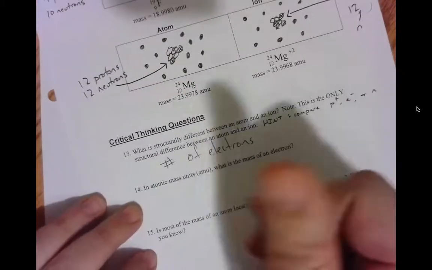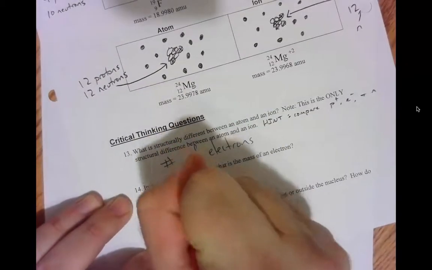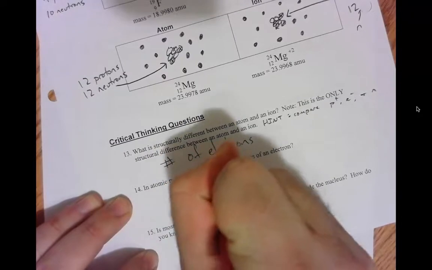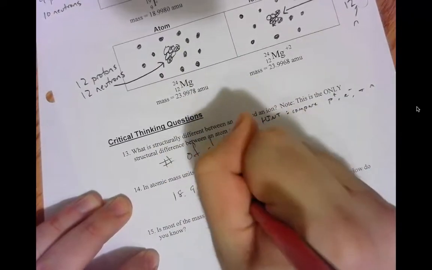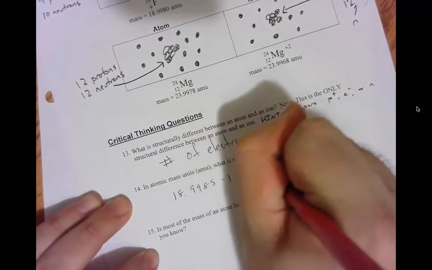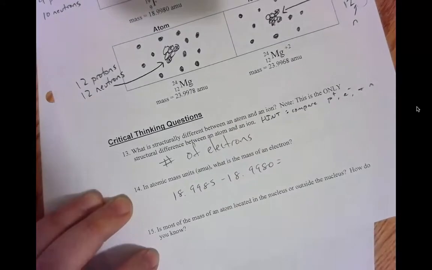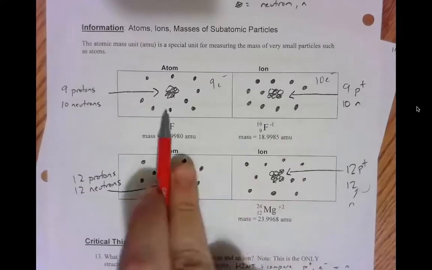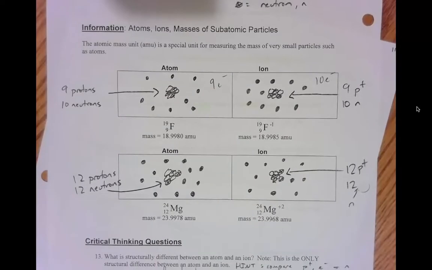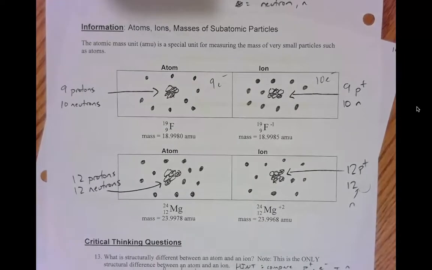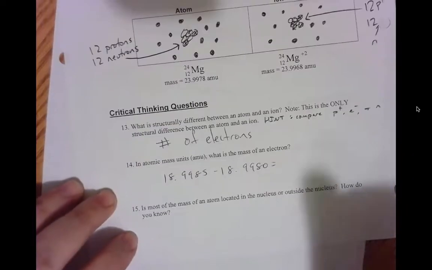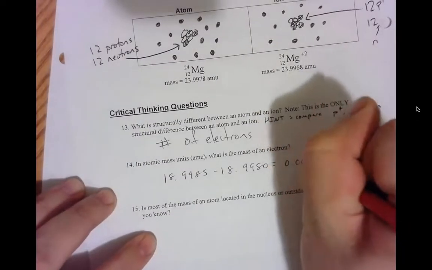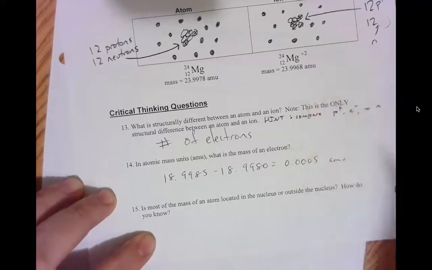I guess I have to show you that to answer 15. So we take the two masses, 18.9985, and we subtract it from 18.9980. The reason why that works is because the only difference is 1 electron. So when you subtract the two masses, you're finding the difference, what's left over. And the thing that's left over is only 1 electron. So when you do this math out, you get 0.0005 AMU.